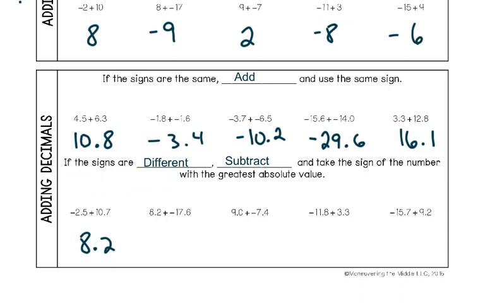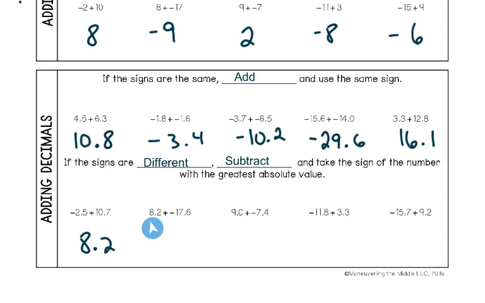So if the signs are different, which they were, we subtracted, so we've gotten that far. Now it says take the sign of the number with the greatest absolute value. So the bigger value in this case is this positive 10.7. So the answer will be positive 8.2.